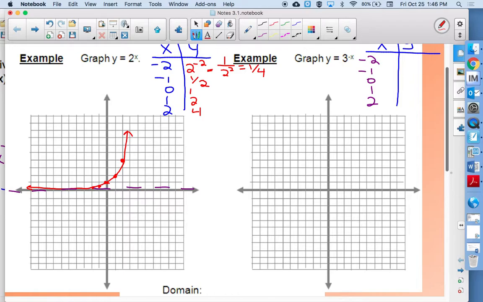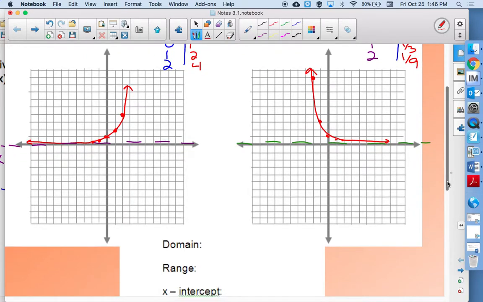Jacob, what y values did you get? I got 9, 3, 1, 1/3, and 1/9. Yeah. So now because we have a negative exponent and a negative x, it actually makes it positive. So this graph starts up high, and then it decreases and moves lower. Jacob, does it still have an asymptote? Yep, the x-axis. Just because we're making a negative exponent doesn't change the fact that we still have this horizontal asymptote.